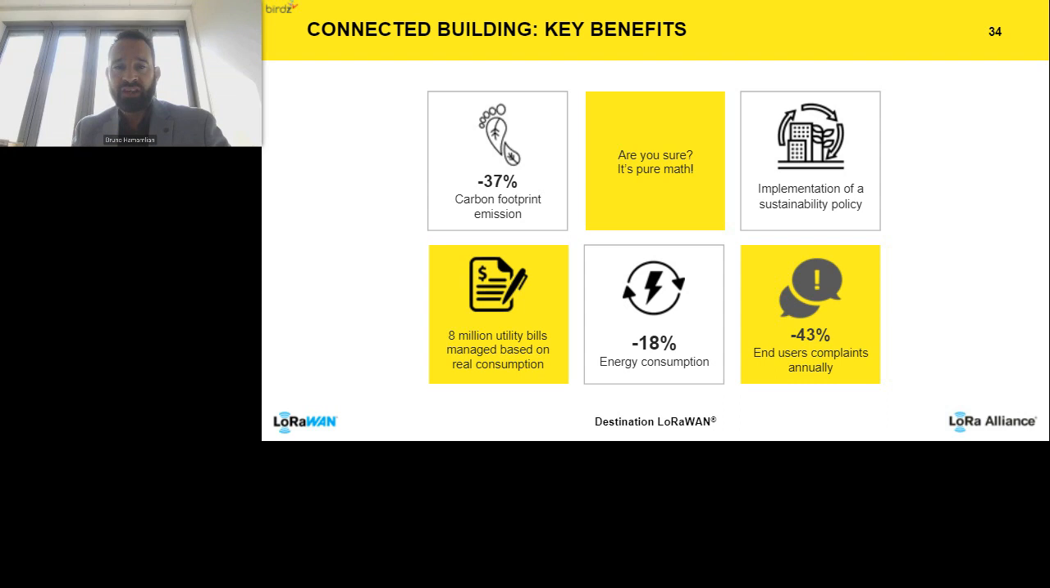Implementing a sustainability policy. So being now in a position to differentiate the way they manage building assets in a more greener approach, which is a differentiator in particular nowadays. And of course, very mathematical metrics. When you manage 8 million bills, you are very happy to be able to do that on real consumption and be in a position to reduce claims, because what you bill as a rental fee is something that can be described, which is precise, and which is available.